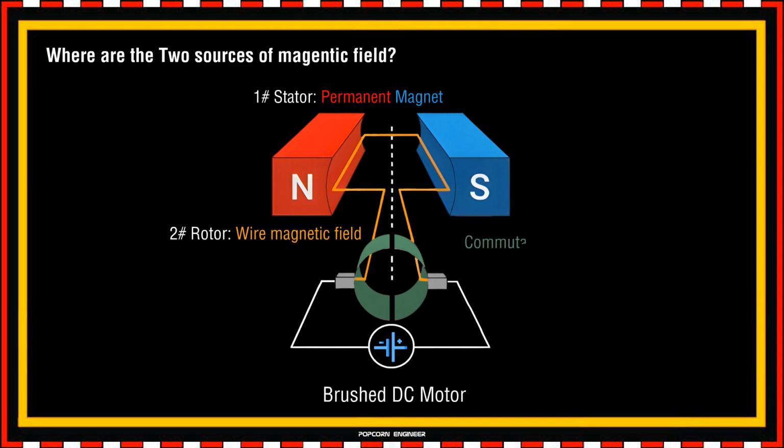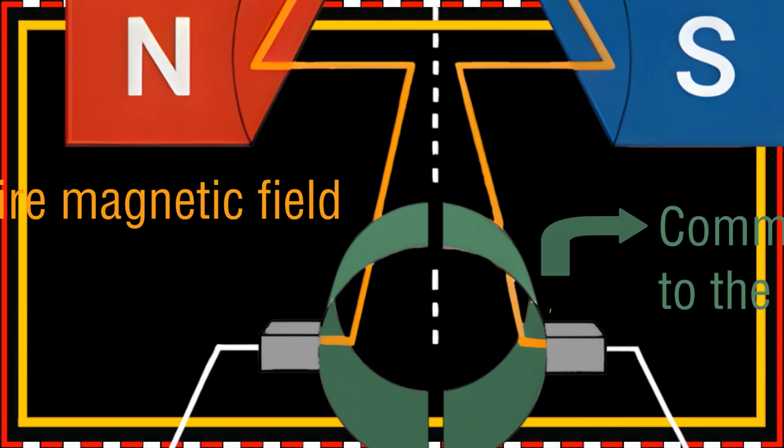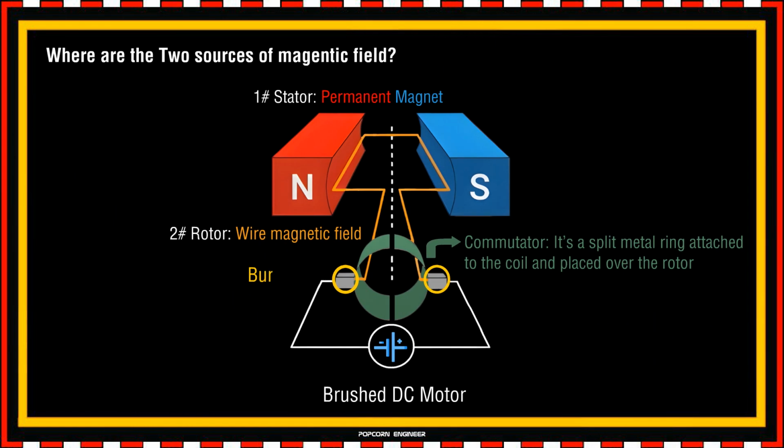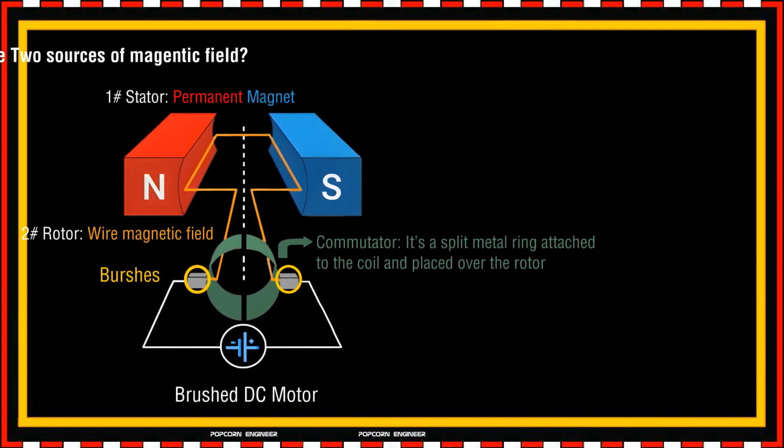Then we have something called the commutator. It's a split metal ring attached to the coil and placed over the rotor as well. And finally, we have brushes. These are carbon pieces that touch the commutator and supply electricity. Well, let's see how a brushed DC motor spins then.